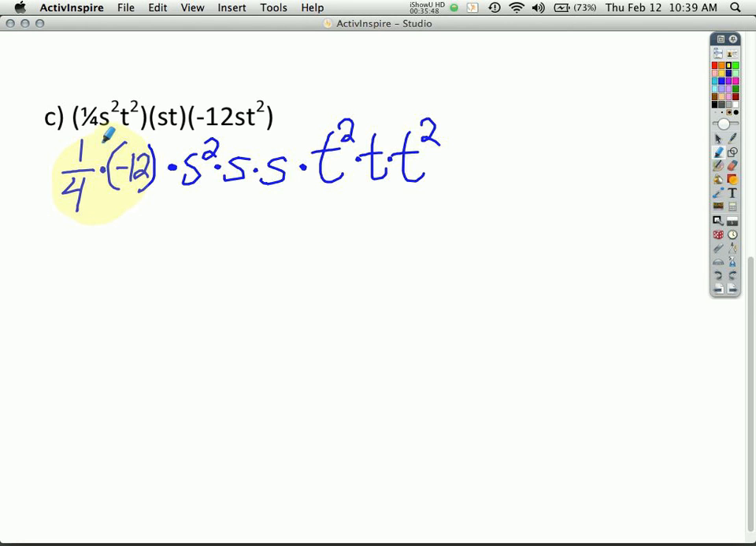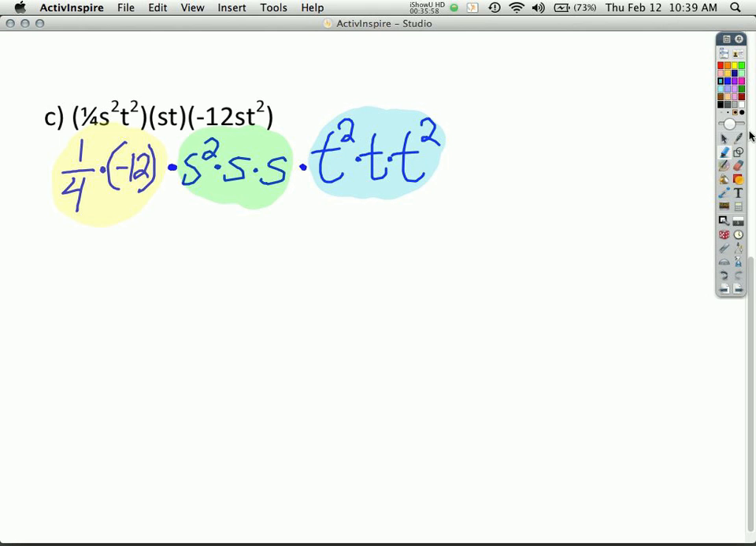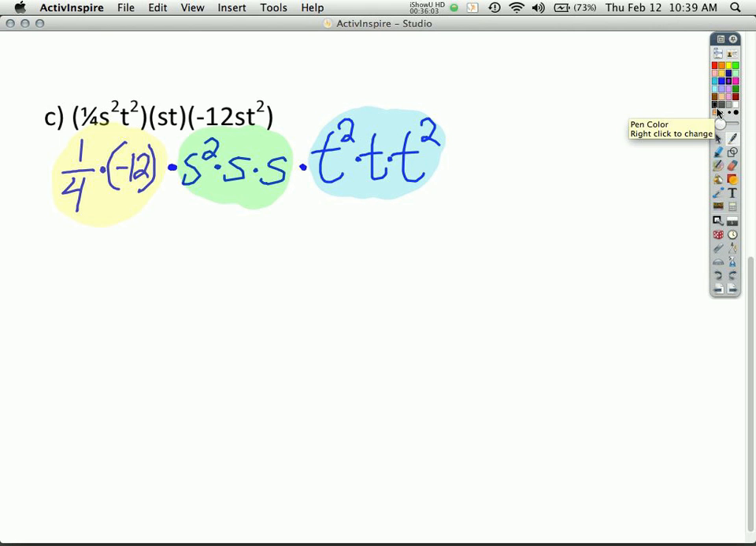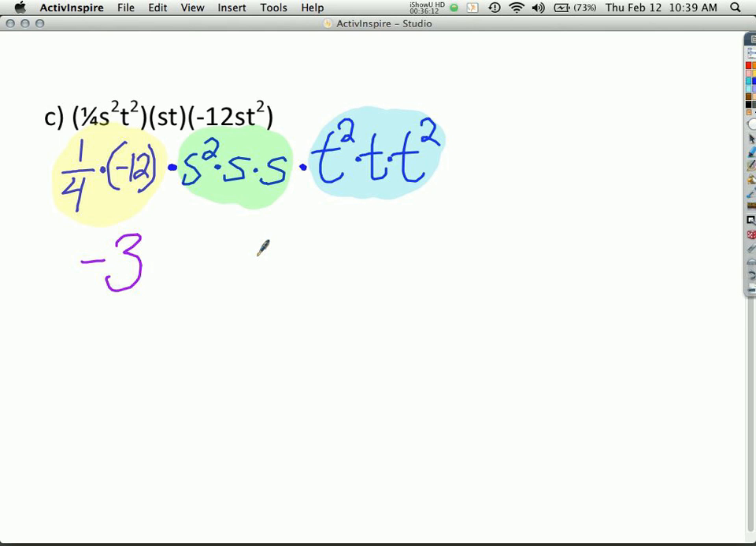So, now we've categorized each set of factors. Those go together, and those go together. So, I know the dreaded fractions are here. What do we get? 1/4 times negative 12. Angela? Very good. Negative 3. What about s squared times s? What do we get? Natalie? S to the fourth. Nicely done. And what about t squared times t squared? Shannon? T to the fifth.